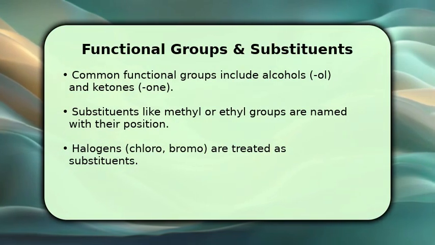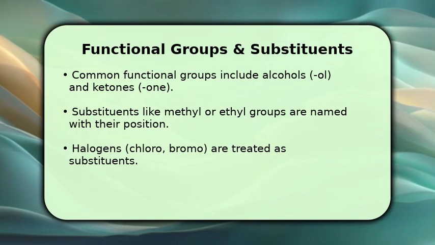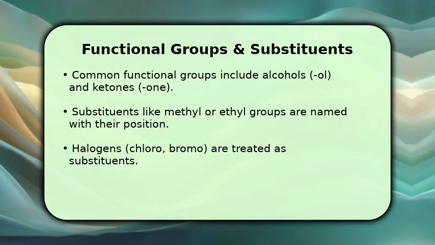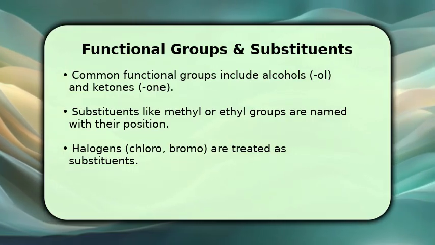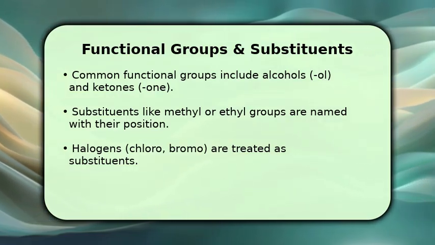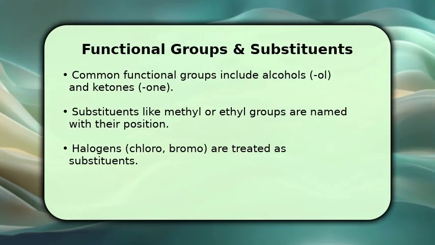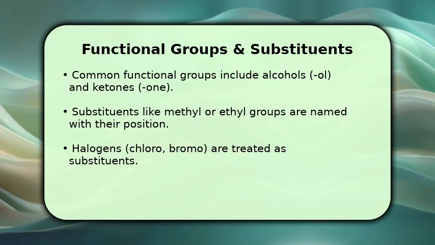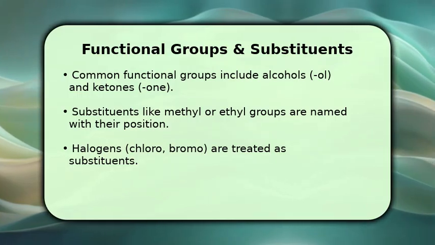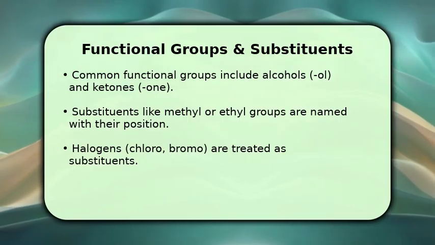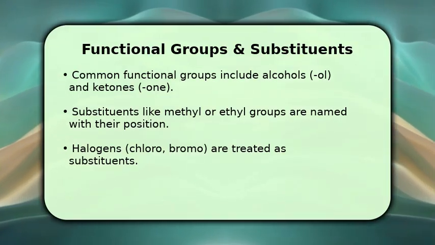Next, we incorporate functional groups and other substituents. Alcohols, for example, use the -al suffix, while ketones use -one. Simple alkyl groups, like a methyl group with one carbon or an ethyl group with two carbons, are named with their position on the main chain. Halogens, such as chlorine or bromine, are also named as substituents like chloro or bromo.